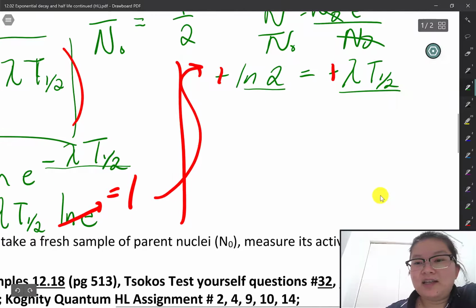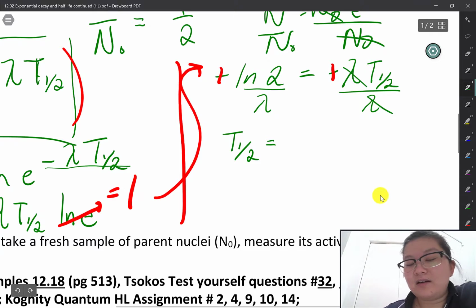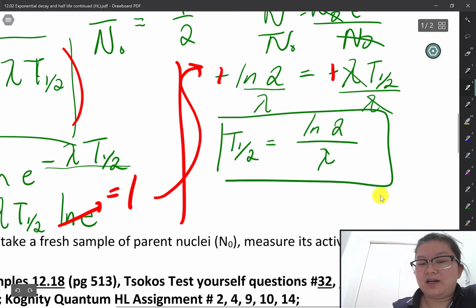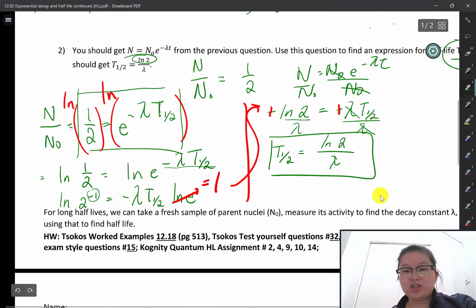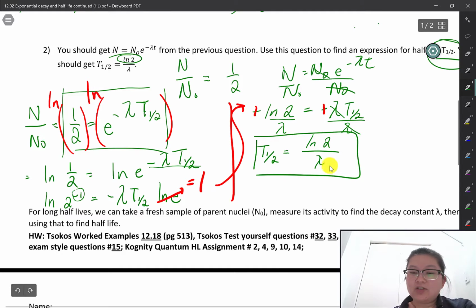To isolate t half, which is the half-life, we divide both sides by lambda. Rearranging gives us t half equals ln of 2 over the decay constant lambda. So we have now shown how we can figure out the half-life if we have the decay constant. If we know the half-life, we can figure out the decay constant.